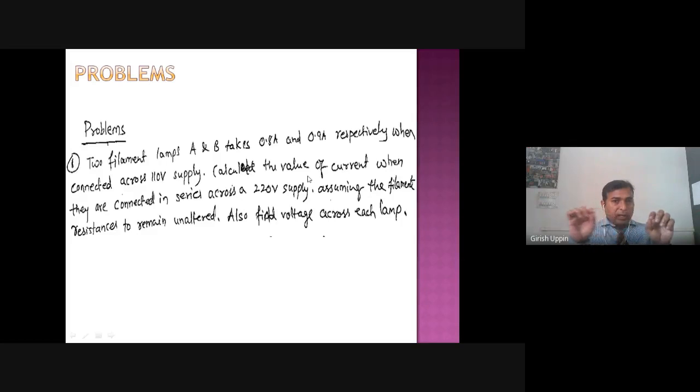What we have to find first is the value of the current, if we connect A and B in series to 220 volt. And second, we need to find the voltage across each lamp. I hope everybody understood the problem statement. Start working on the solution. What would be the current? What would be the first step?